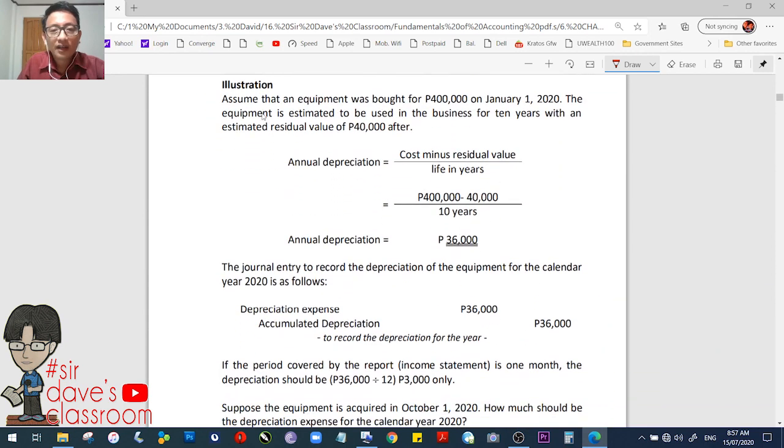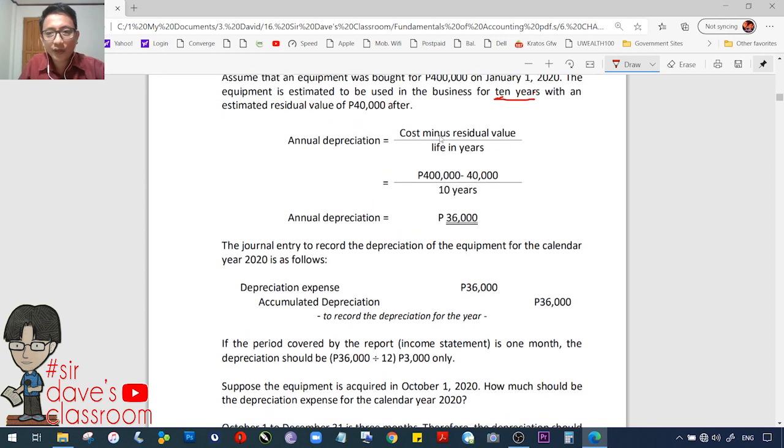Say for example, assume that an equipment was bought for 400,000 on January 1, 2020. The equipment is estimated to be used in the business for 10 years with an estimated residual value of 40,000 after. Okay, so 40,000 after the 10 years. So applying the formula that we have mentioned a while ago, annual depreciation would be cost minus the residual value. That would be 400,000 minus 40,000 divided by 10 years. Our annual depreciation under the straight line method would be 36,000.